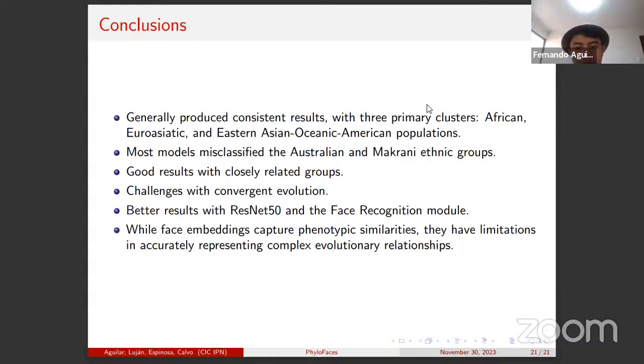Finally, we can conclude that while face embeddings can capture some similarities, they have limitations because evolution is complex. So we might rely more on genetic sequences when they are available. But we can see that when we don't have any other kind of information, we can use images and produce pretty consistent outputs. And that's the end of my presentation. Thank you very much for your attendance.